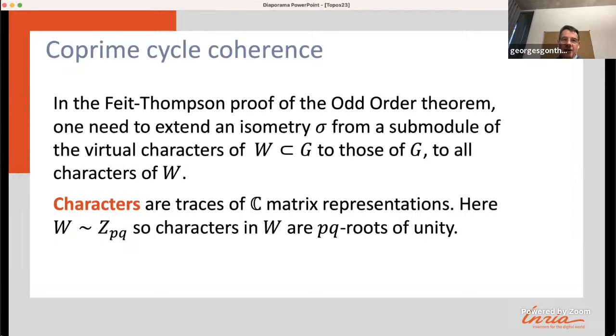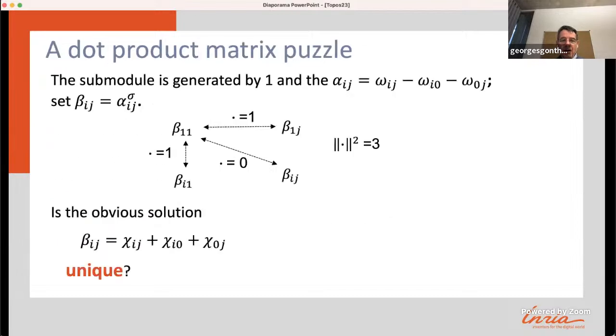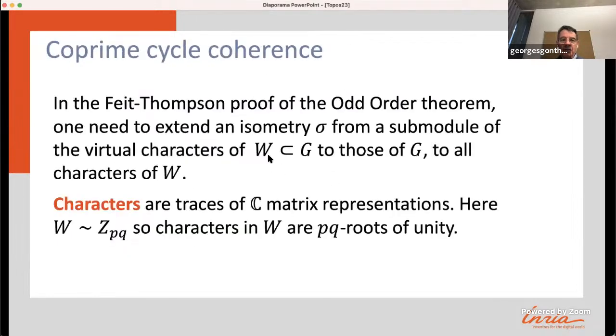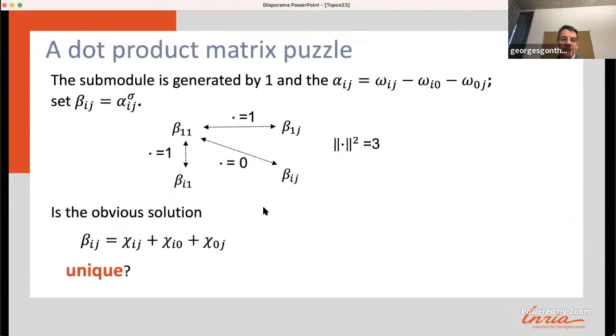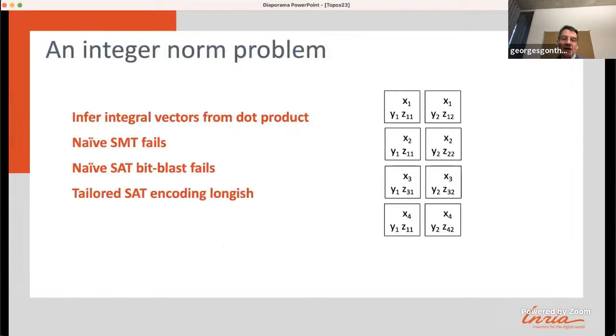Now, lest you think that this only happens for purely combinatorial proofs like the Otto theorem, there is one instance of this in the Feit-Thompson proof, where we're trying to extend an isometry from a given submodule of characters of a subgroup to all of the characters. And the submodule is generated by a certain family here. There's a trivial solution, and there's a question of whether the solution is the right one. And so it's basically an integer norm problem.